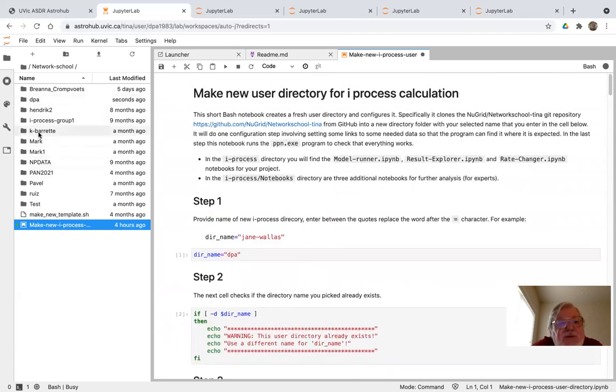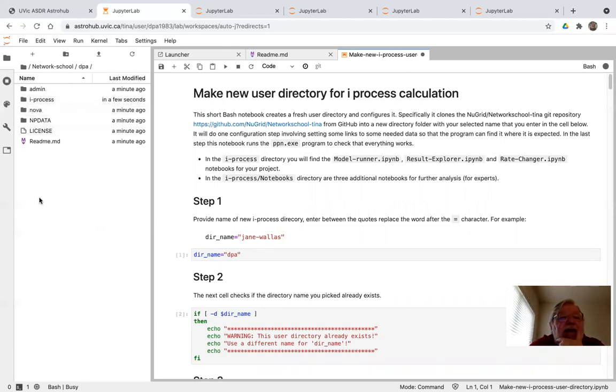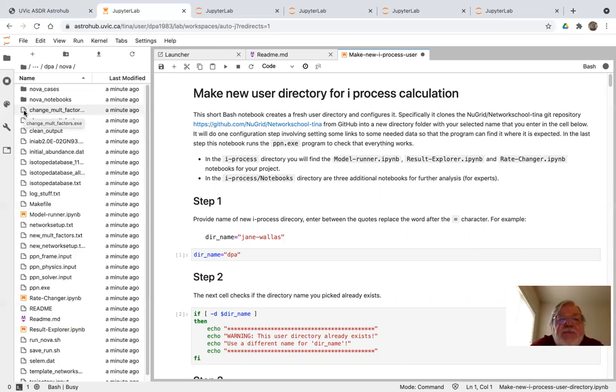Now I go to the left margin, and you can see there is a new directory with the name I have chosen, DPA. This is my initials. There will be a directory with your name, like Alex or whatever. It's up to you to choose the name. So now I go to this directory by double clicking it, DPA, okay? And you can see there are two subdirectories here, iProcess and Nova. This time, we are going to study nuclear synthesis in Nova. So therefore, double click Nova, okay?